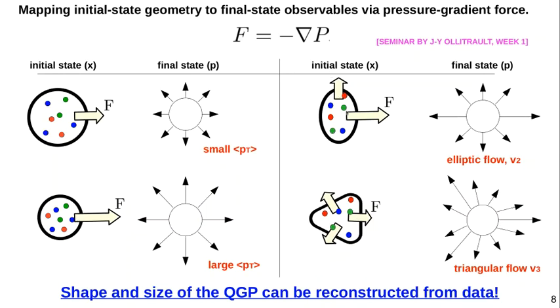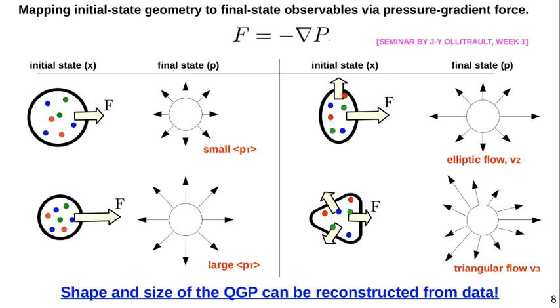If you have something which is anisotropic at the beginning, you will have an imbalance of pressure gradient forces, and final state anisotropy in momentum space. So an ellipse in the initial state leads to an ellipse in momentum space. A triangle leads to a triangle, and so on. Now you observe something like this, and then you reconstruct the initial condition. So shape and size of the QGP can be reconstructed from data by this technique, and this is basically the starting point of all our discussions.